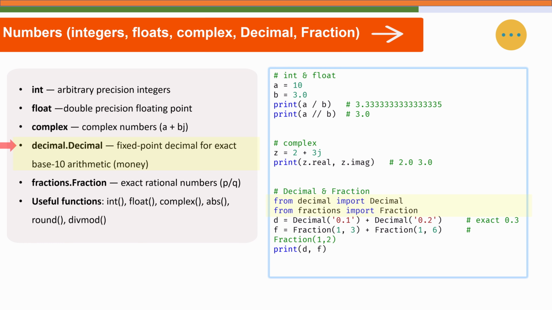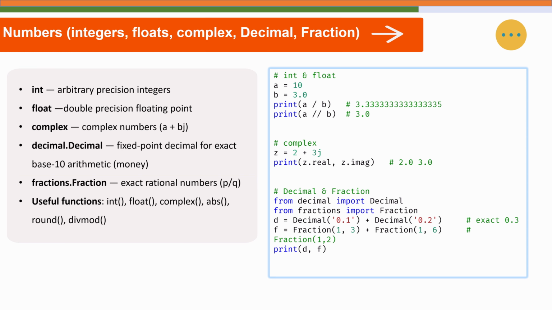For exact rational arithmetic, use fractions. Fraction to represent p by q, for example, precisely. So here's a step-by-step example for decimal. Decimal 0.1 constructs a decimal from a string to avoid float parsing error. Adding two decimals yields decimal 0.3. So this avoids the float issue, where 0.1 plus 0.2 as floats is nearly equal to 0.30000000000000004.